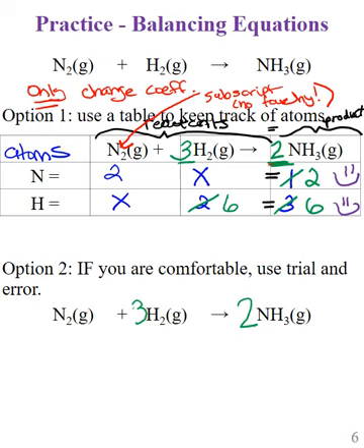Okay, so I can go back and check my work. I have 2 nitrogens here, 2 nitrogens. So far that's good. We have 6 hydrogens on the left, and we also have 6 hydrogens on the right. So we know we did it right. Option 2 is a lot faster, but if you're new to balancing equations, if you've never done it before, I highly recommend doing the table setup.